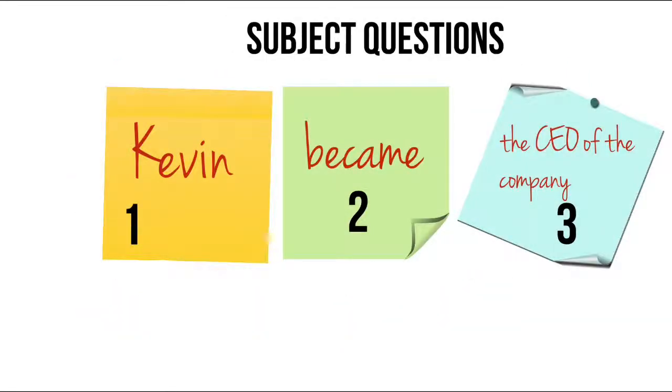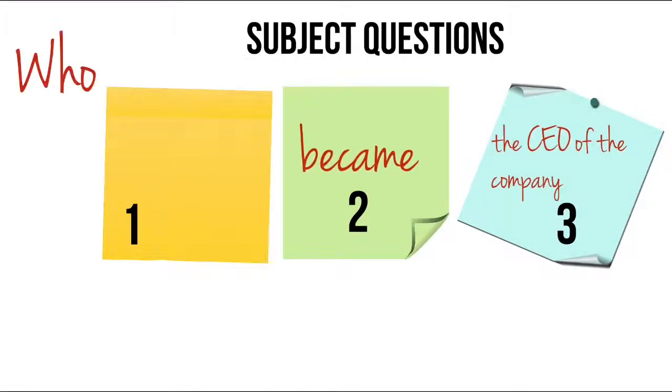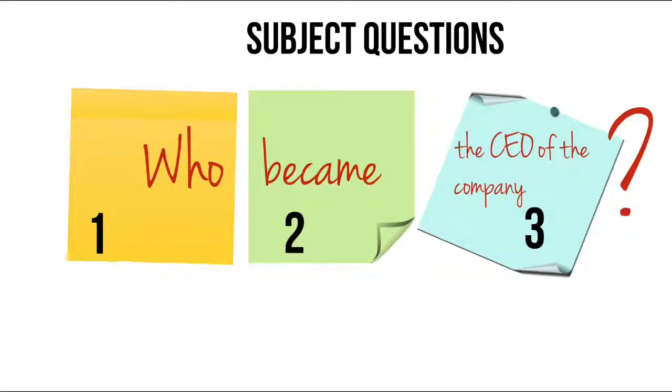And finally, subject questions. So, in a subject question, we do not change the main verb. It remains irregular. Who became the CEO of the company? It is the structure of a usual statement.